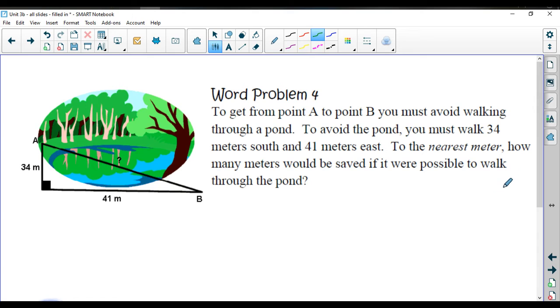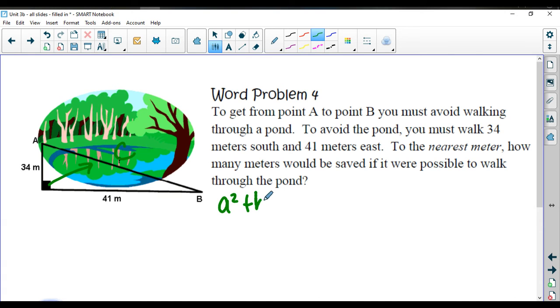Word problem 4. To get from point A to B, you must avoid walking through a pond. To avoid the pond, you must walk 34 meters south and 41 meters east. To the nearest meter, how many meters would be saved if it were possible to walk through the pond? So we have to figure out how far is this distance through the pond. So notice that's going to be C.